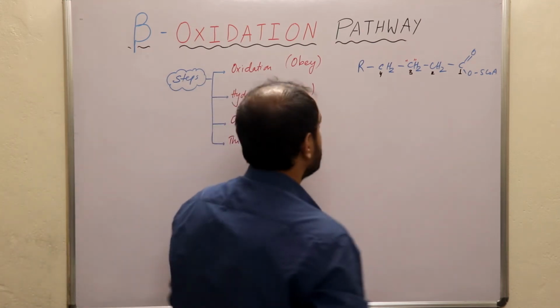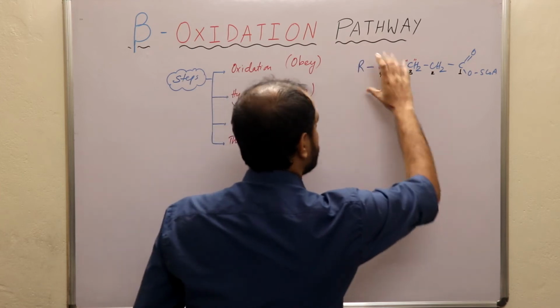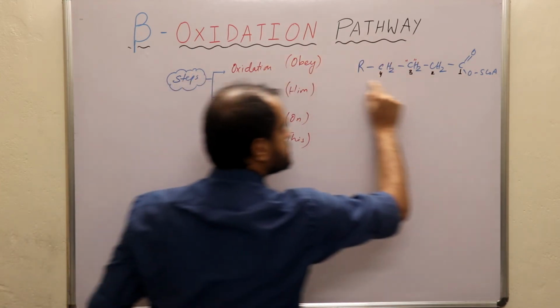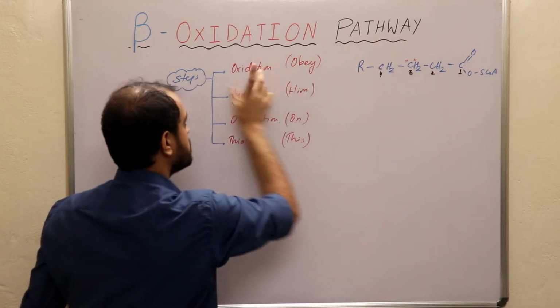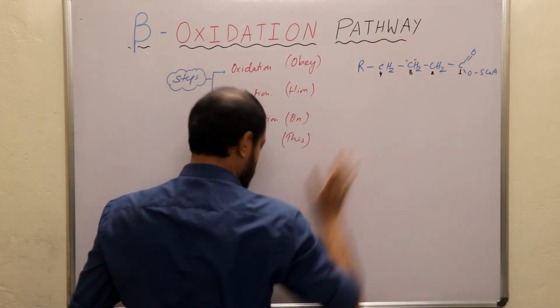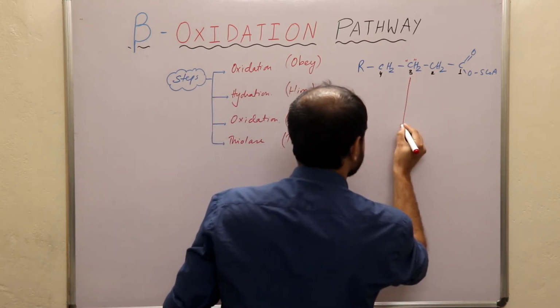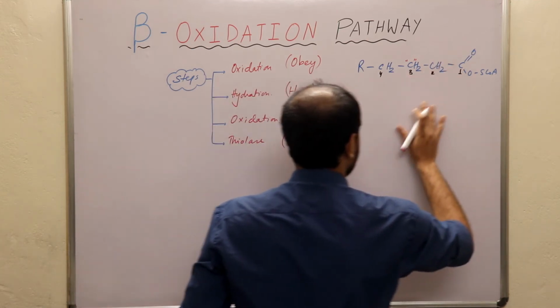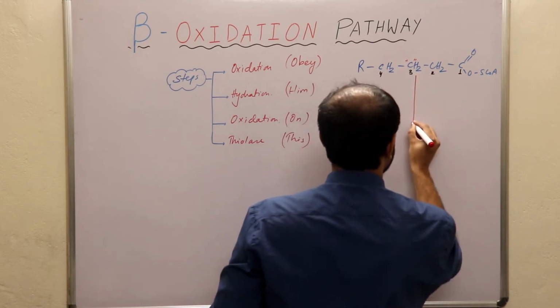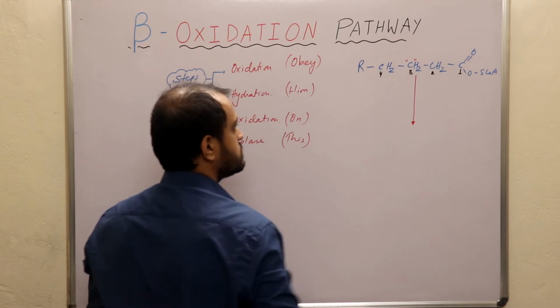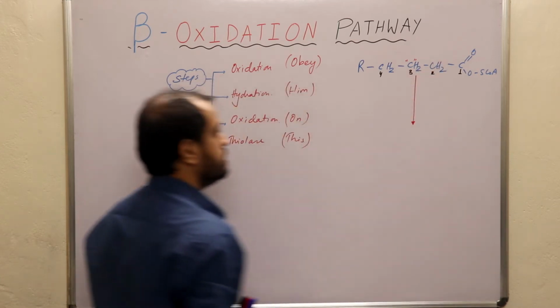Okay, let's start. Now listen. Now we will have to first oxidize this chain. This is the first step. Oxidize this chain. Now listen. You need to understand how we can oxidize this fatty acyl CoA. Listen.